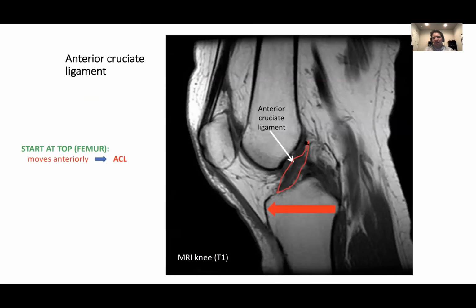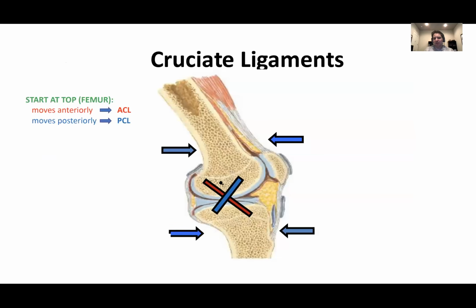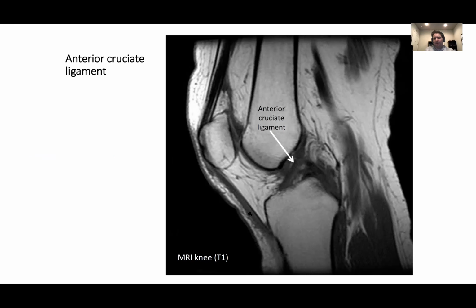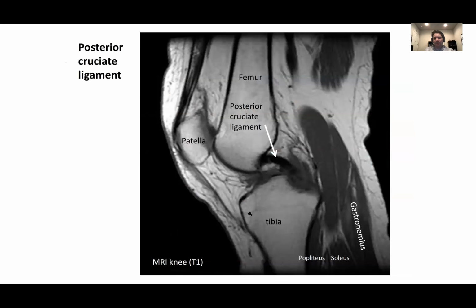So you see the ACL, it starts posterior on the femur and ends up anterior on the tibia, right? So if it moves anteriorly, it prevents anterior displacement. So that's the ACL, right? Starts posterior and ends anterior, just like this picture here. You could see that here.